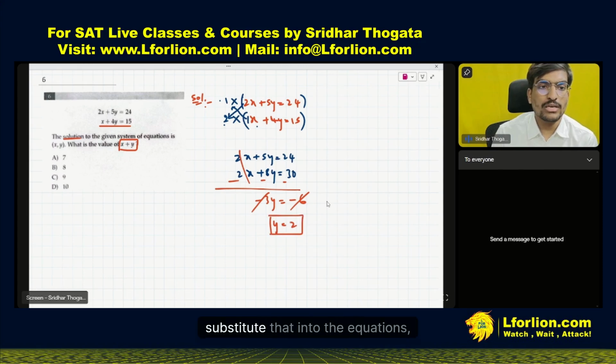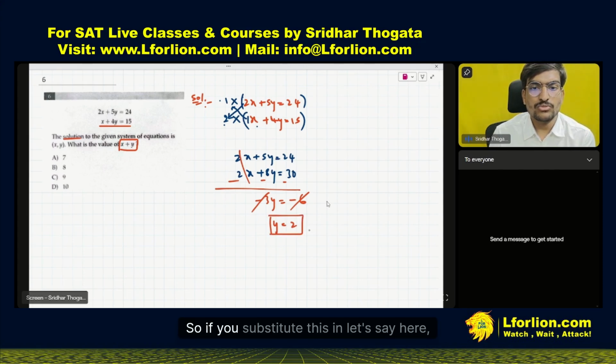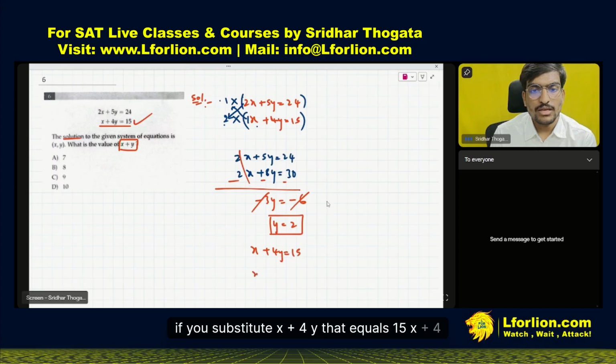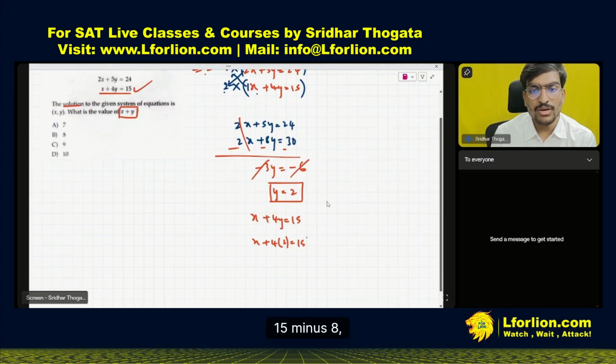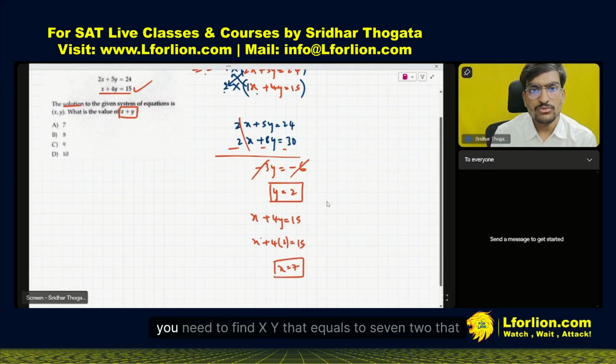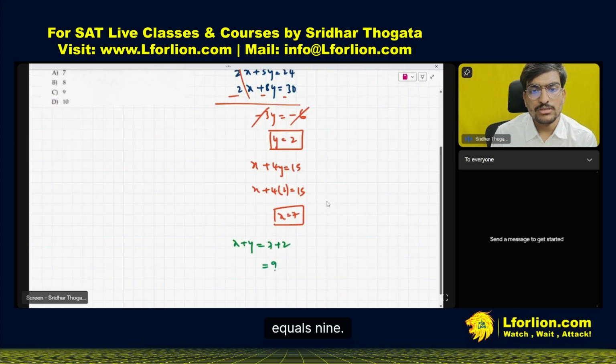If you got the y value, substitute that into the equations, you'll get the x value. So if you substitute here, x plus 4y equals 15, x plus 4 into 2 equals 15, 15 minus 8 is 7, x equals 7. So now you need to find x plus y, which equals 7 plus 2 equals 9.